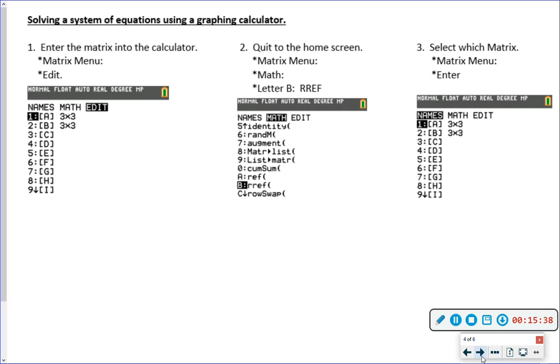I'm going to show you first. We're going to get into your matrix menu. Hopefully you see the word matrix on your calculator. Every time you do that, you're going to go to edit. We have to type in the matrix. You have to state the size and enter in all the numbers. And then, of course, we are putting these into reduced row echelon form.